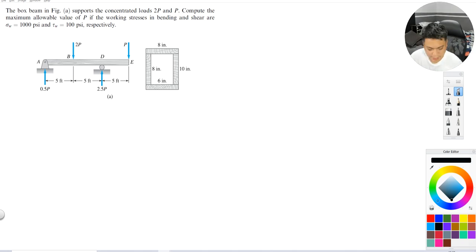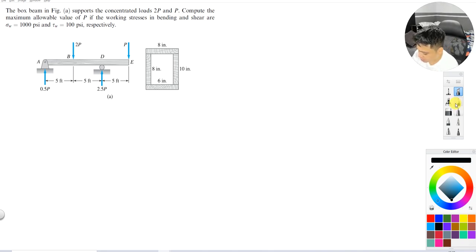Okay, so let's have this problem. The box beam in figure A supports concentrated loads 2P and P. Compute the maximum allowable value of P if the working stresses in bending and shear are 1,000 and 100 PSI respectively. Okay, so this time magkasama na siya, no? So, meron tayong criteria para sa shear, meron tayong criteria para sa moment or para sa bending.